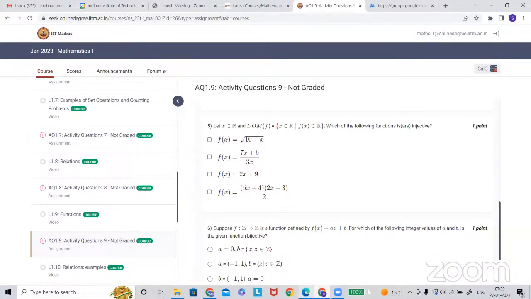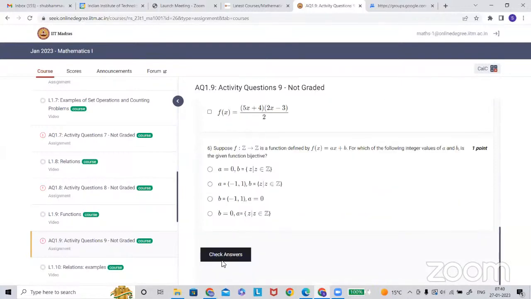The second one is clearly linear, so it's injective because it's a linear equation. No, the second one is linear. Yes, this is 7x plus 6 upon 3x. And the third one is also linear. Okay, so these three are the answers. So which options are going to be true here? Let me see how many options are true.